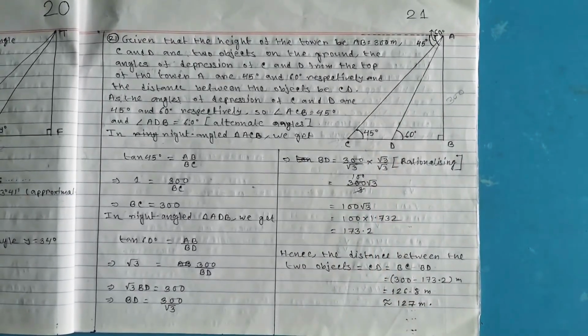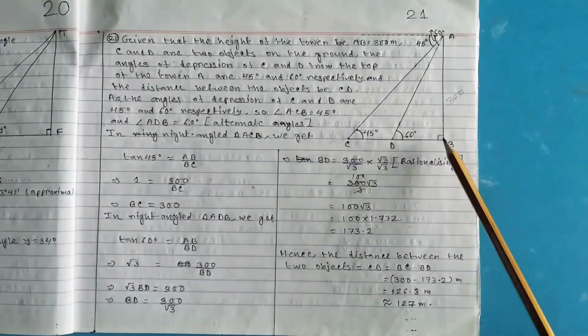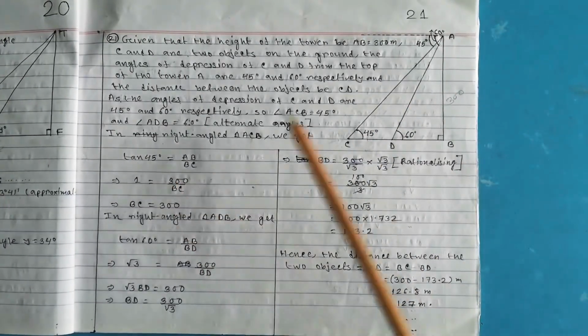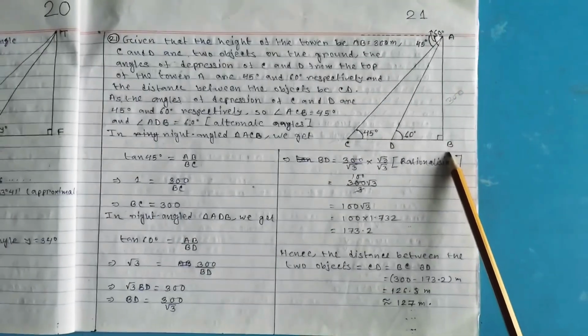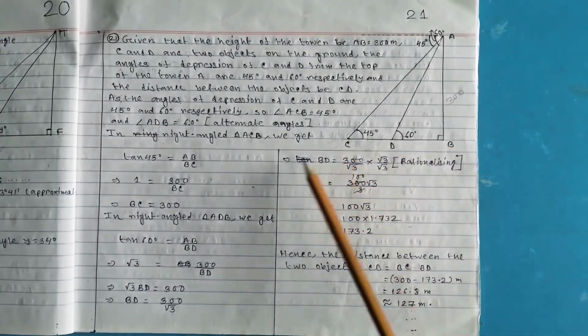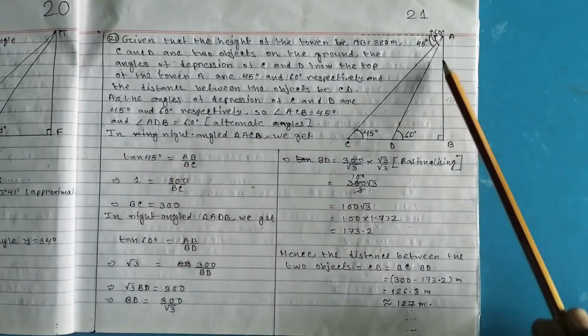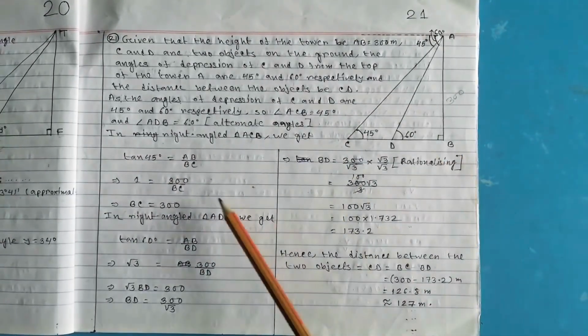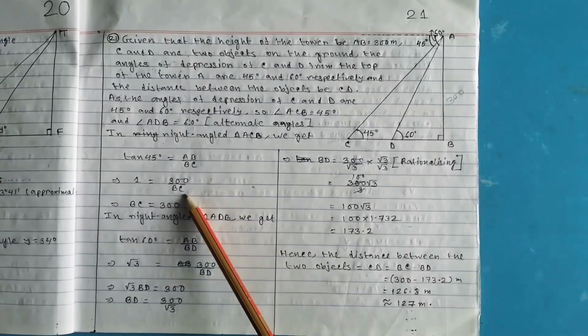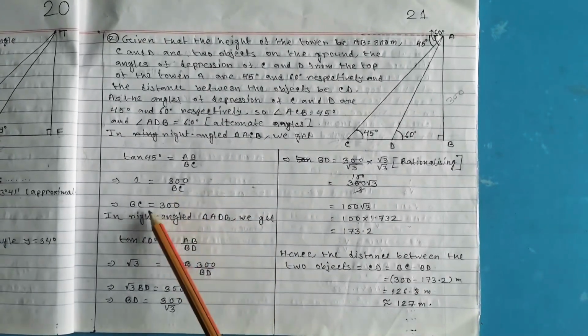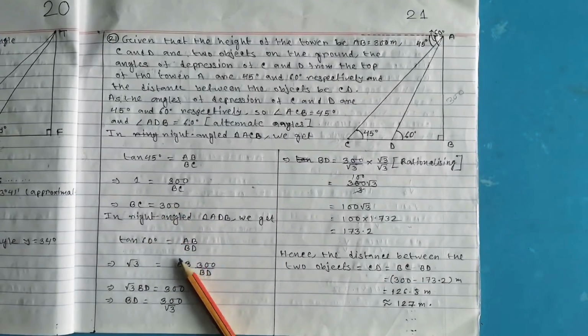Okay, now come to the triangle ACB. So tan 45 degree equals AB is the perpendicular, BC is the base. So AB upon BC, tan 45 degree equals 1. AB equals how much? 300, that is given 300, and BC is not given, that you have to calculate. Okay, so BC by cross multiplication, BC equals 300.